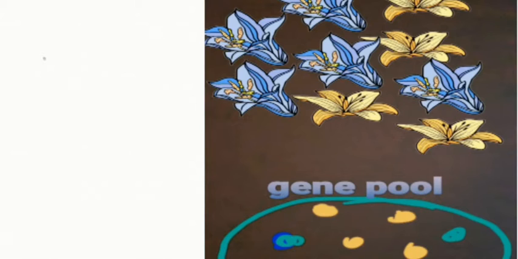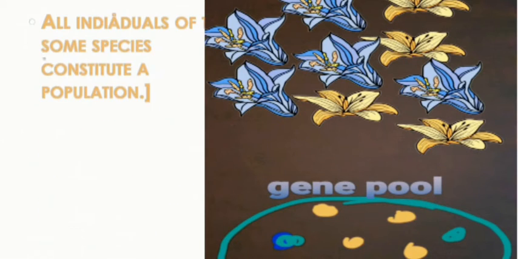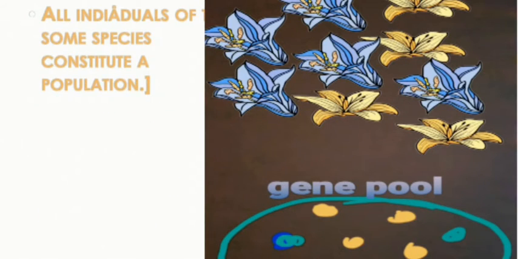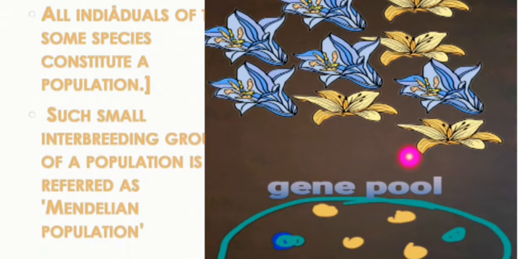the interbreeding group of all individuals of the same species. That is, at a restricted area, the number of individuals of the same species is called a Mendelian population. So all individuals of the same species constitute a population, and such a small interbreeding group of a population is referred to as the Mendelian population.